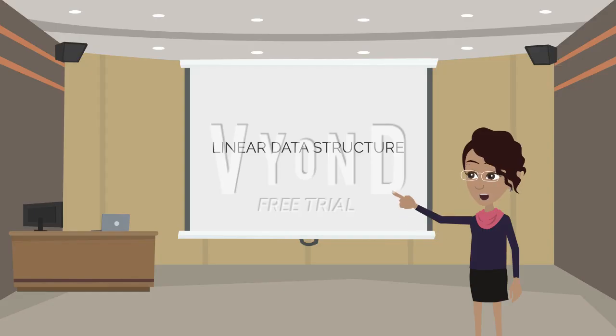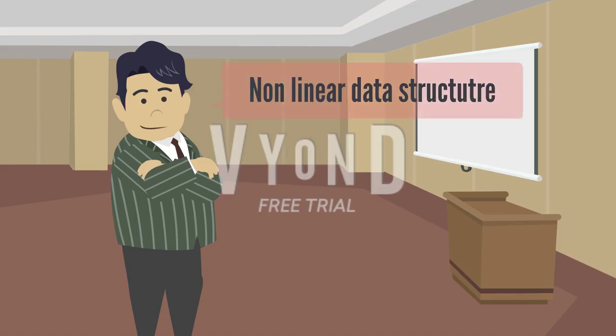Linear data structure: elements are arranged in one dimension, also known as linear dimension. Examples: lists, stack, queue, etc. Nonlinear data structure: elements are arranged in many dimensions. Examples: tree, graph, table, etc.